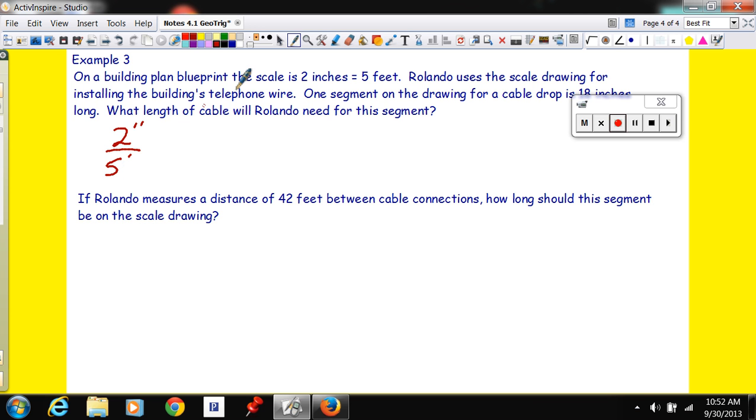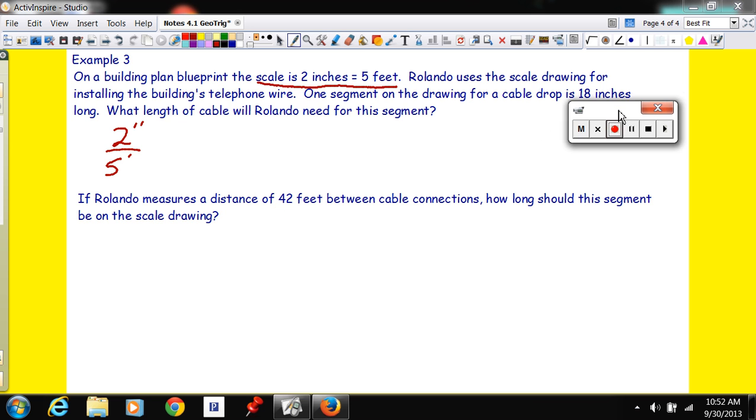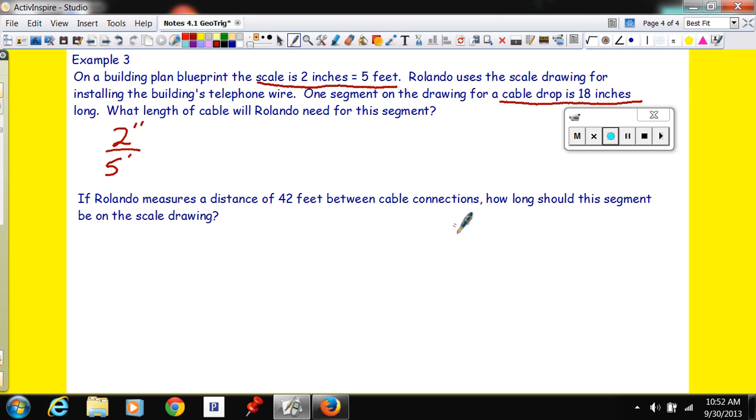Now, you may not want to write this whole problem. You might want to just write the scale. That might be something important to write on your paper. You might want to write down that he's looking for a cable drop that's 18 inches on the blueprint. So basically he's got this building blueprint, and on the blueprint he's got a cable drop, or where he's got to drop cable down, and it's got to go down 18 inches on the blueprint. So he wants to be able to convert that to how many feet he actually needs to measure out and cut. Because on the blueprint it's 18 inches long, and 2 inches on a blueprint equals 5 feet.